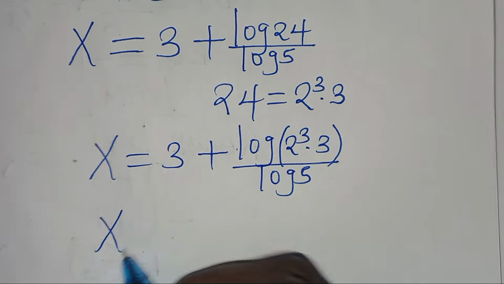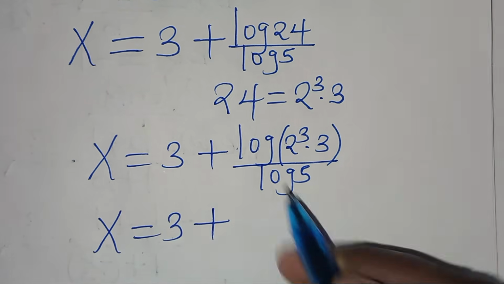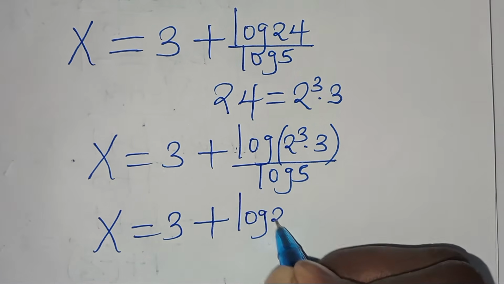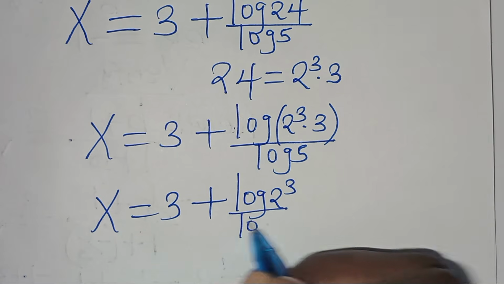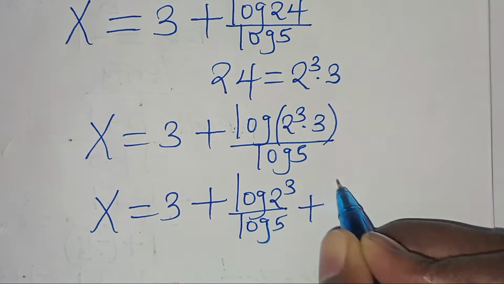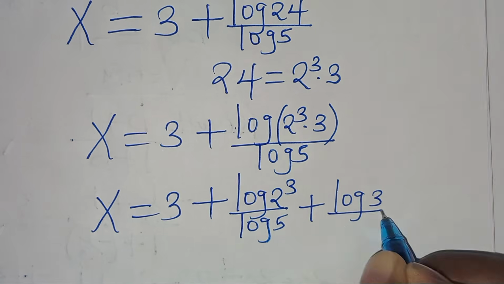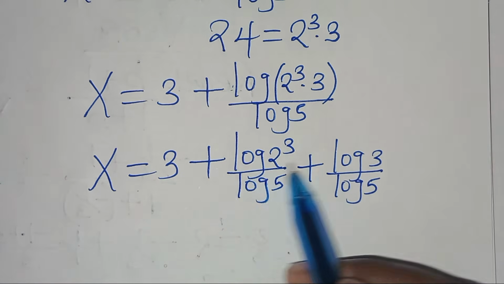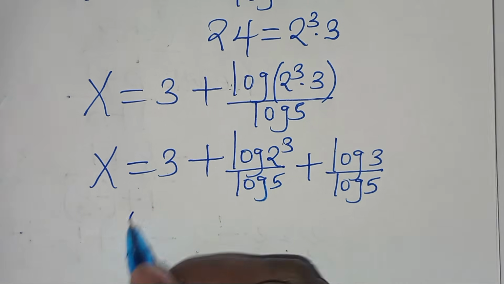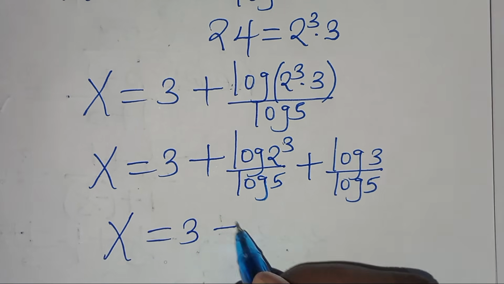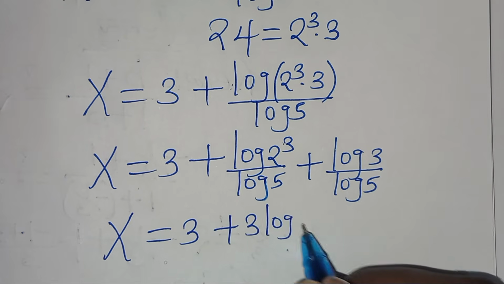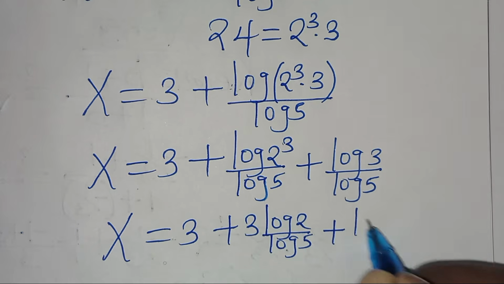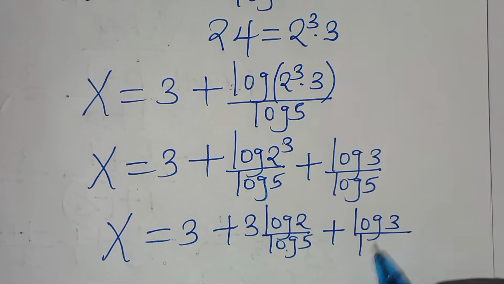So now here we have x equal to 3, then plus, we can express log 2 to the power of 3 times 3 as log 2 to the power of 3 divided by log 5, then plus log 3 divided by log 5. Now, applying the power rule property here, log 2 to the power of 3 becomes, so here we have 3 log 2 divided by log 5, then plus log 3 divided by log 5.